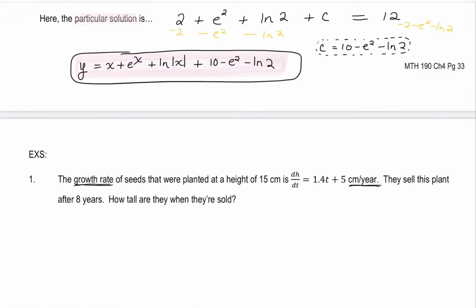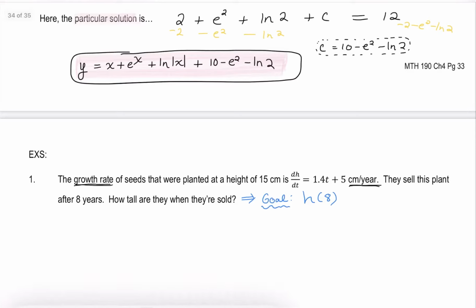All right, they sell this plant after 8 years, and the question is, how tall are they when they are sold? So if I think about this final question, my goal is to determine the height. If I had a height function, I'd like to know the height after 8 years. That is my goal. But right now I don't have the height function. What I have is the rate of change. I have the derivative of the height function with respect to time.